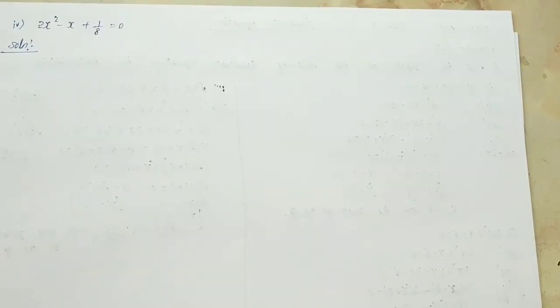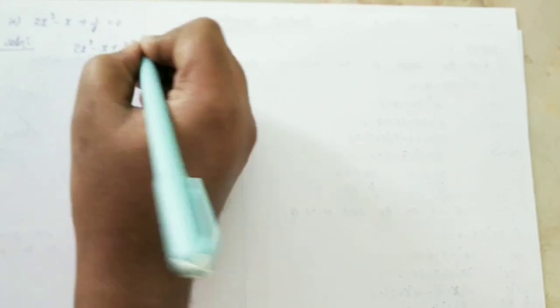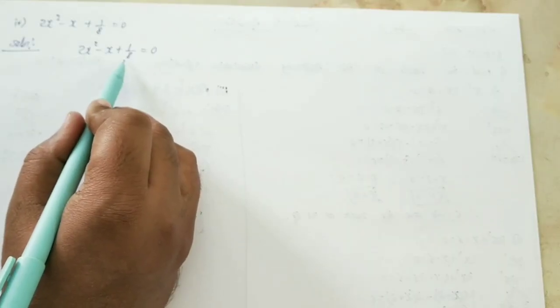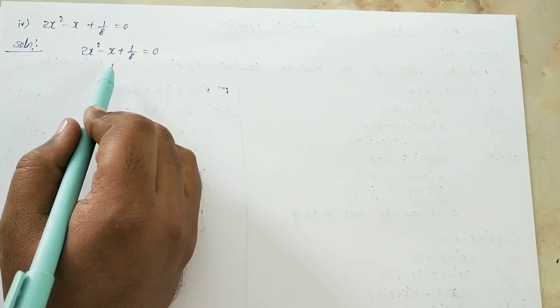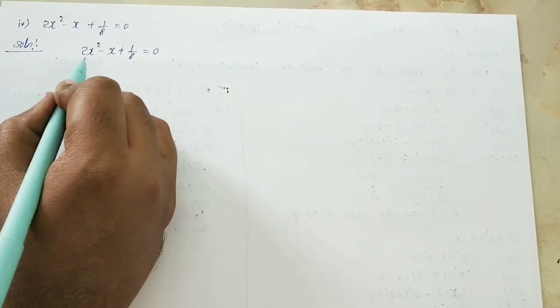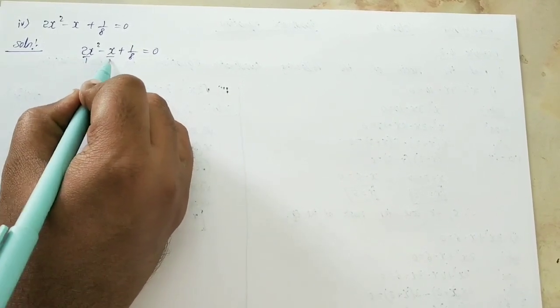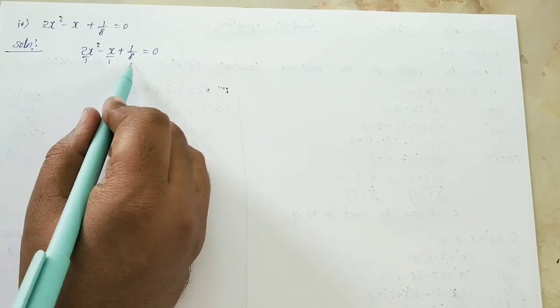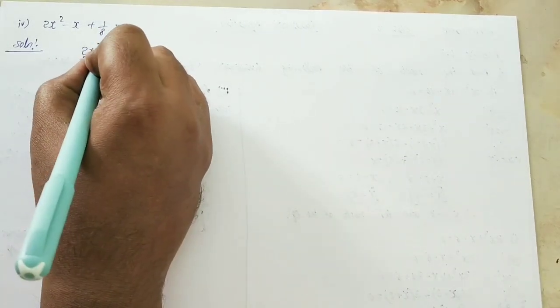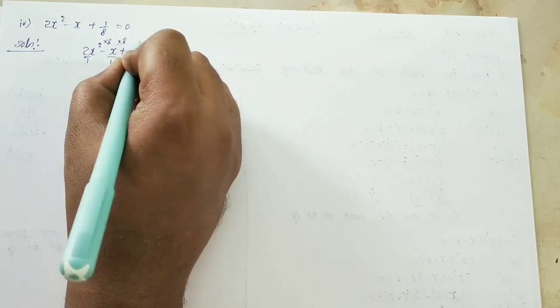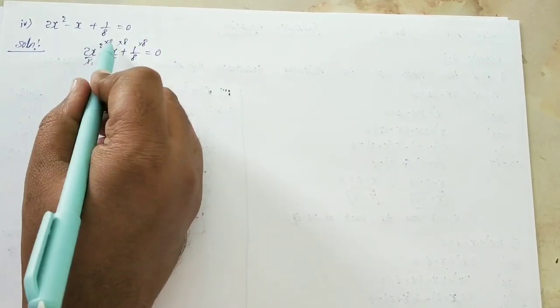Next sub question, 2x square minus x plus 1 by 8 is equal to 0, right? So 2x square minus x plus 1 by 8 is equal to 0. You can take LCM here. So in the denominator nothing is there, means 1. Here also nothing is there, means 1. And the LCM for 1 and 8, 8 is the LCM, right? So here into 8, into 8, into 8. So here 1 1s are 1, 8s are, right?